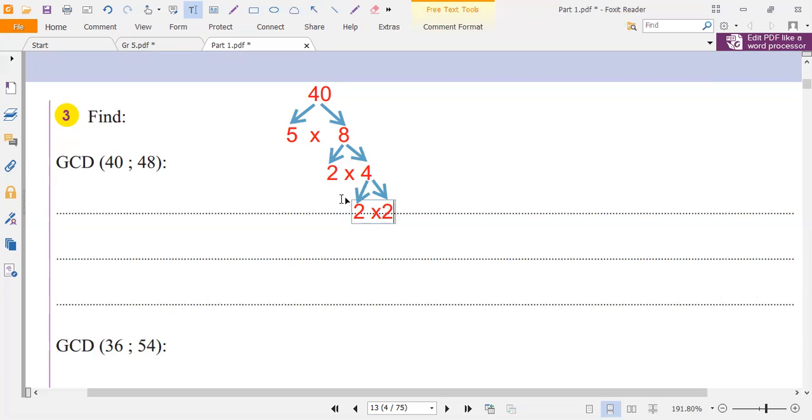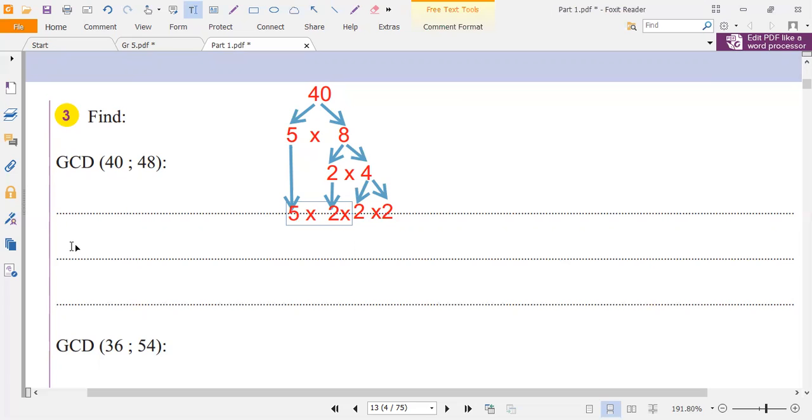Now we have 2, and we can't decompose the 2 because we can't write 1 times anything. So now we write the 5 and the 2s all in the same line. We have to write them all on the same line. So it is 5 times 2 times 2 times 2. So the 40 is 5 times 2 times 2 times 2.